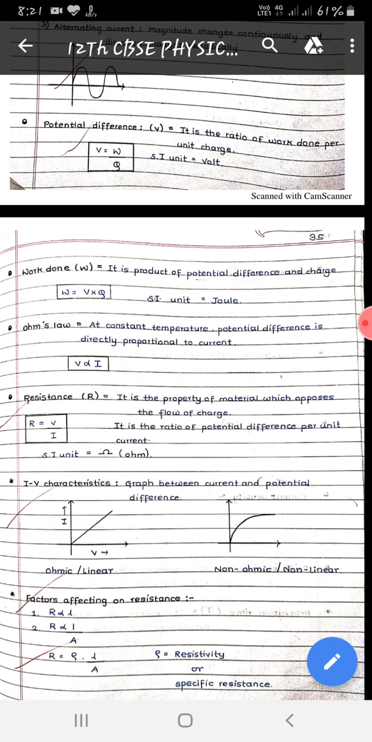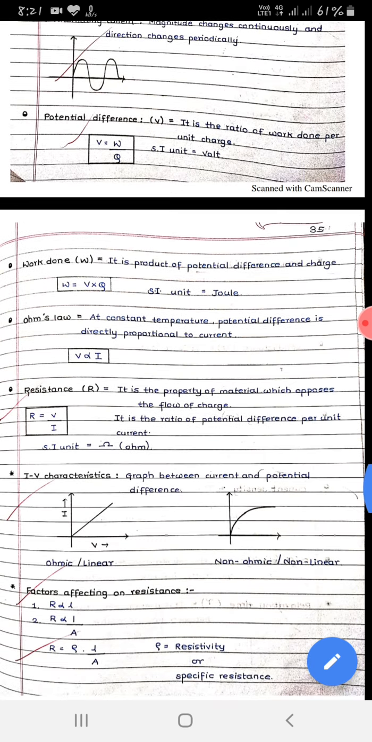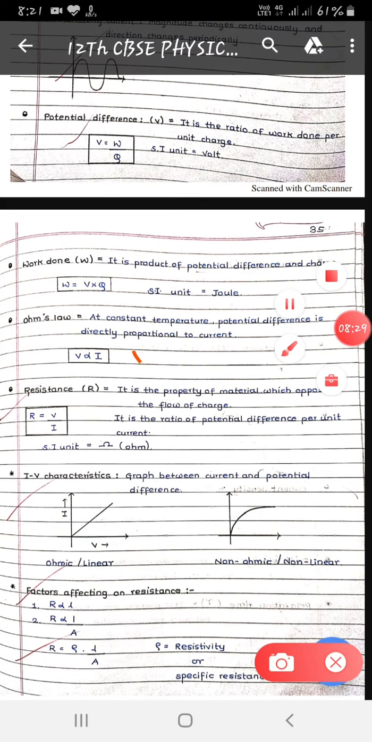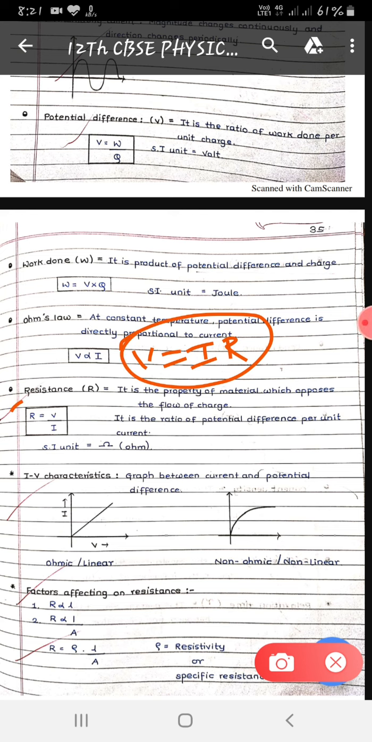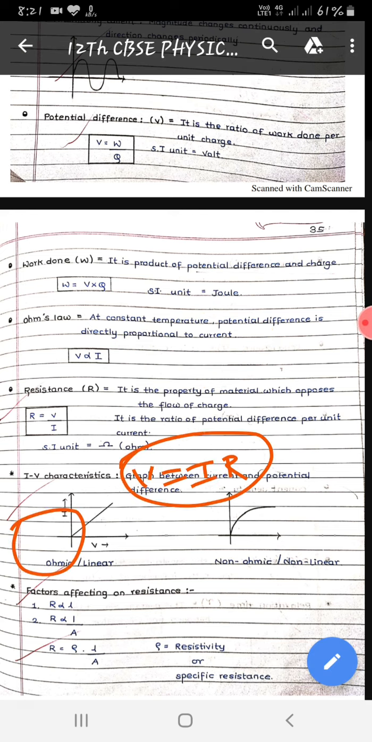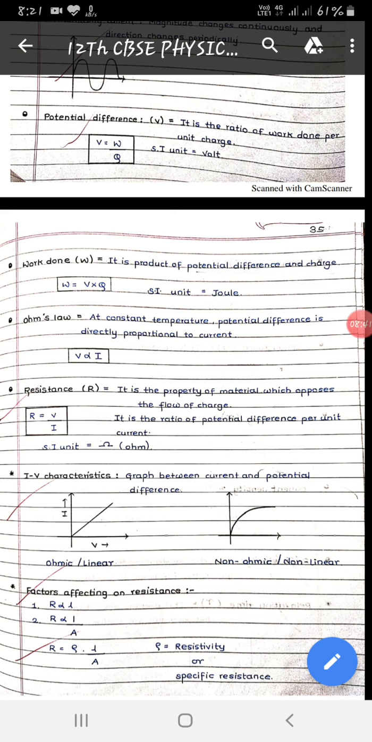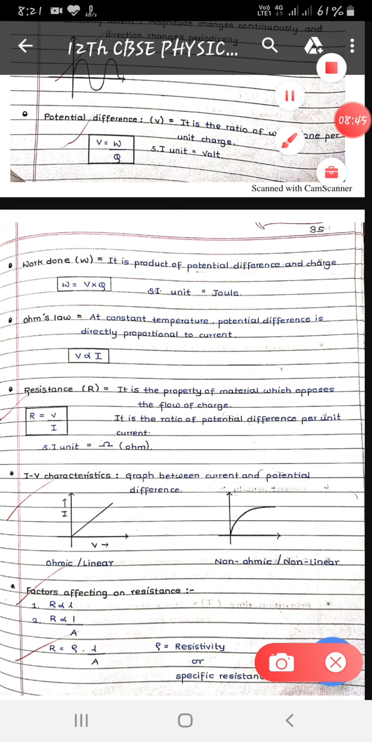So Ohm's law is done. V is proportional to I, that is V is equal to IR. Write down this formula. From this formula we can also write R is equal to V by I, and that's what we are going to explain in the next definition. So what is resistance? Resistance is nothing but the property of a material which opposes the flow of charges or flow of current.